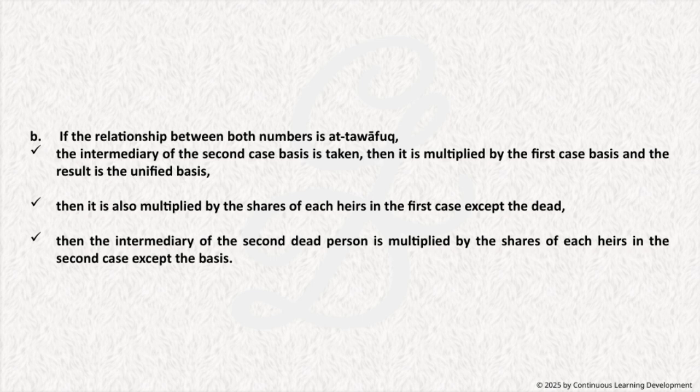All of these steps are interconnected, and they emphasize the importance of understanding how different bases and shares interact when calculating inheritance. This process ensures accuracy and fairness, especially in complex cases where multiple heirs and deceased persons are involved. This method ties directly into our overall theme of precise inheritance distribution, highlighting how detailed calculations can uphold justice and clarity in inheritance matters.